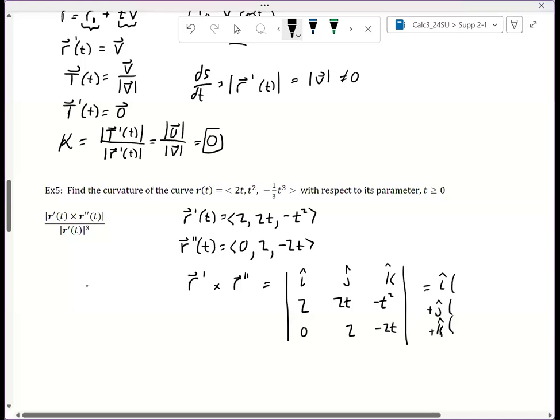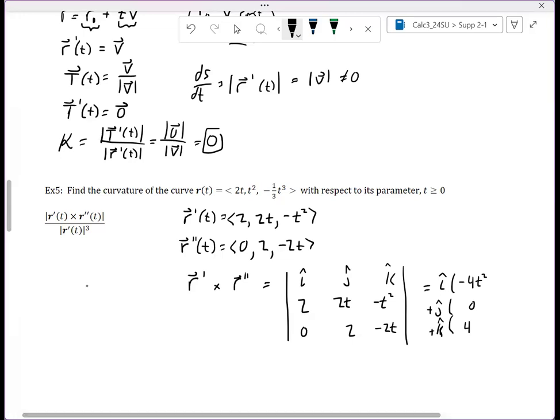Make this a little quicker. So I see that going down the main diagonal, I have i times 2t times negative 2t. So that's a negative 4t squared. For j, when I wrap around, I'm going to get j times negative t squared times 0. That gives me a 0. And then k times, wrapping around, 2 times 2 gives me a 4.